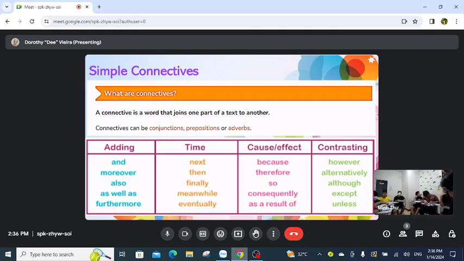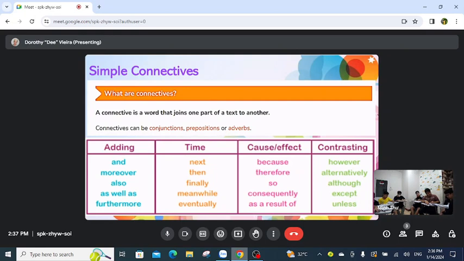Cause and effect, why did something happen? We can use because, therefore, so. Consequently, I don't think you know this one. Consequently and as a result of. These are all why something happened. Cause and effect, why something happens.